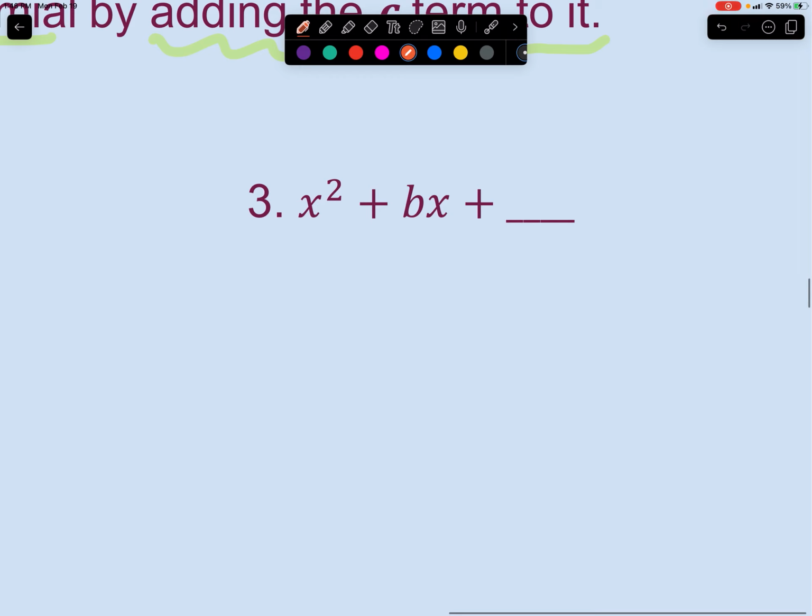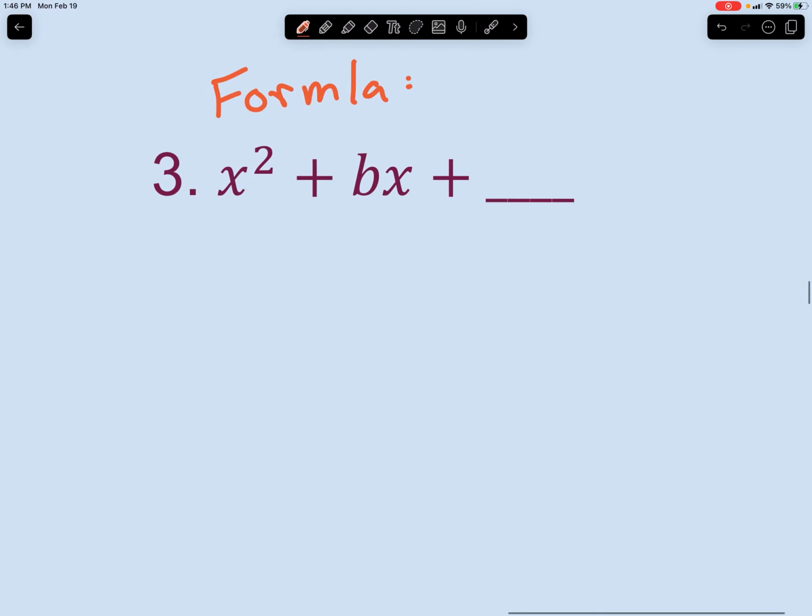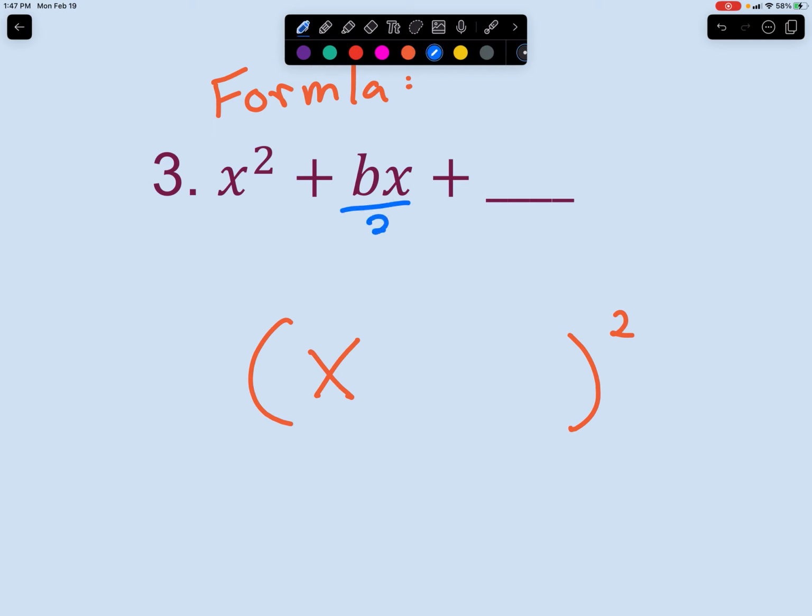Number 3. So this one right here, this is where our formula is going to come from. We're going to use this example to develop a formula. To complete the square, to find the number that goes in the blank, it's x squared, so this will just be x. We take our middle term, our linear term, divide by 2. So this is b divided by 2. And then we square that. So since it's just a b and a 2, we're going to write this as b divided by 2 squared.